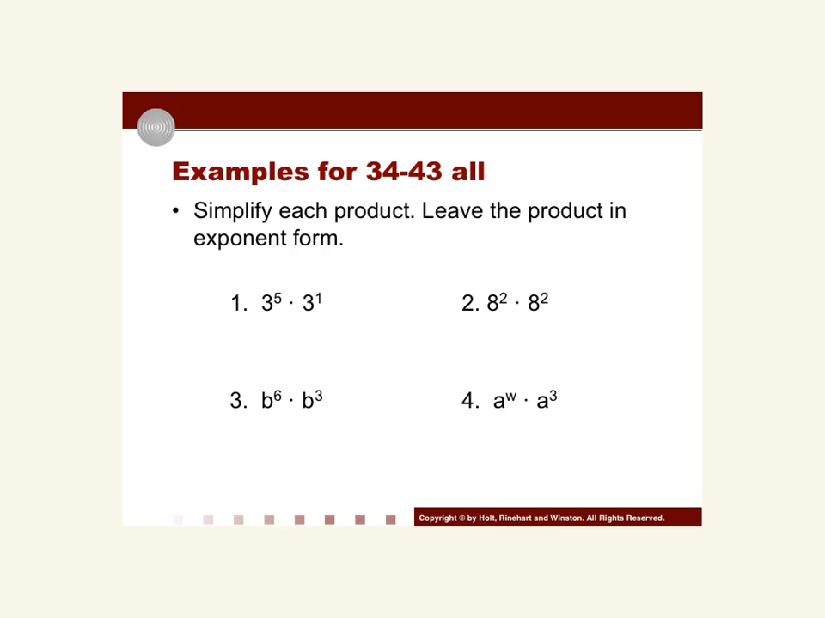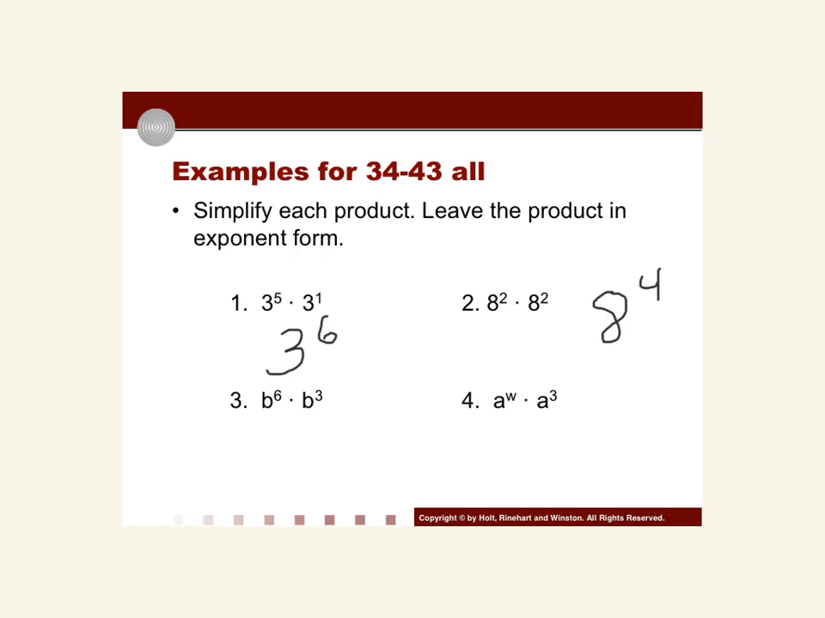These are for examples 34 through 43 in our book. And again, we're just using the product of powers property. Notice in this first example, the bases are the same, so the base stays the same, and we add the exponents. So that'd be 3 to the sixth. In number 2, again, the base stays the same, and we add the exponents.